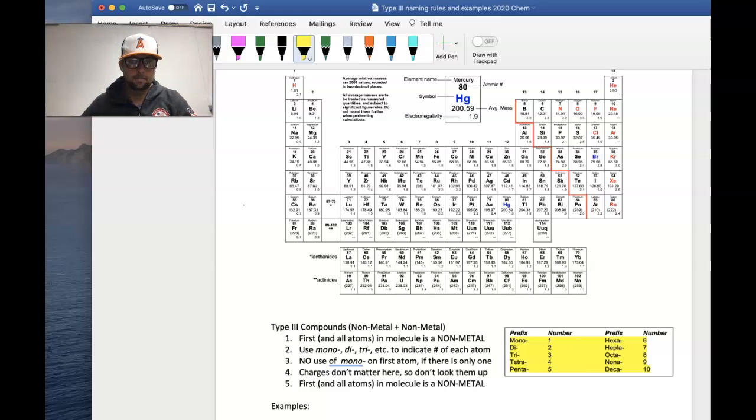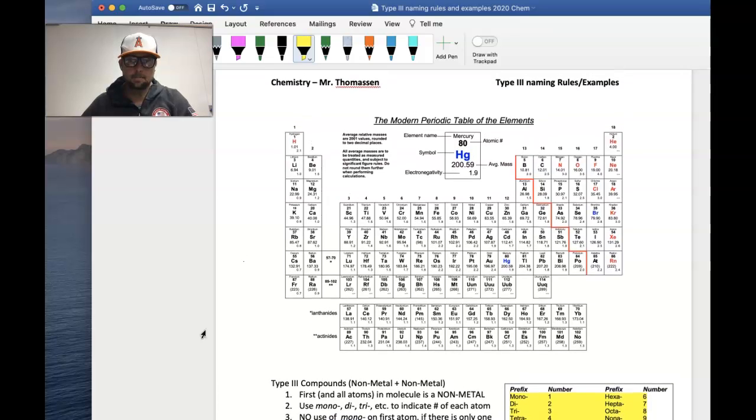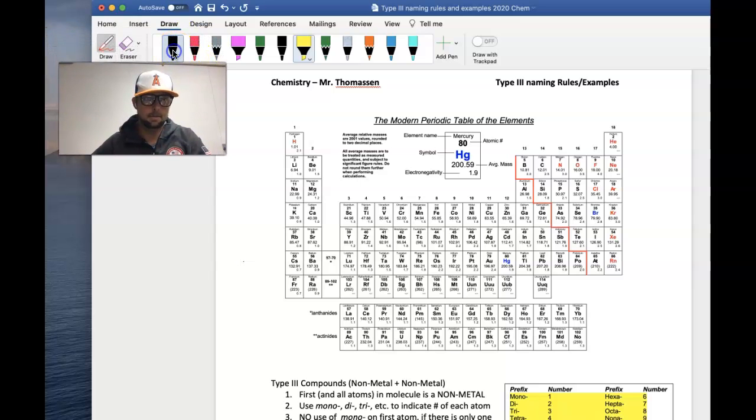Hello, chemists. The first part of this video, we're going to take a look at the periodic table. This is our type 3 naming, which a lot of chemistry instructors call type 3. These are for covalent compounds, so these are non-ionic compounds. Both the type 1 and type 2 naming were ionic compounds. Those were metals and nonmetals.